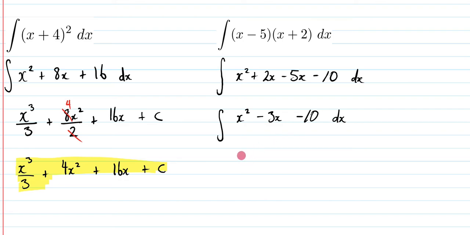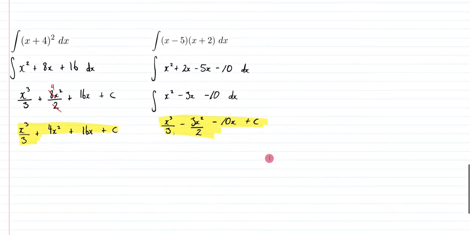Now we're going to do this. It's going to be x cubed over 3 minus 3x squared over 2 minus 10x plus c. And that's as simple as it can go. So let's highlight that. That is my answer for that one. Perfect. We just have a few more questions to go, two more to go, and then we're done.